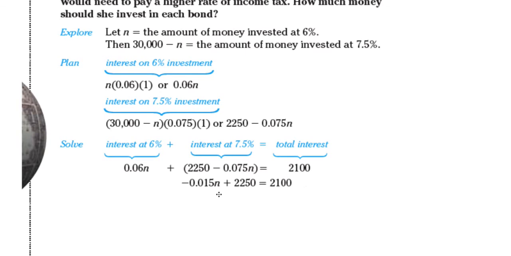We subtract 2,250 from both sides. We end up with negative 0.015N equals negative 150, and we divide both sides by negative 0.015. We end up with a principal, or an amount, of $10,000.